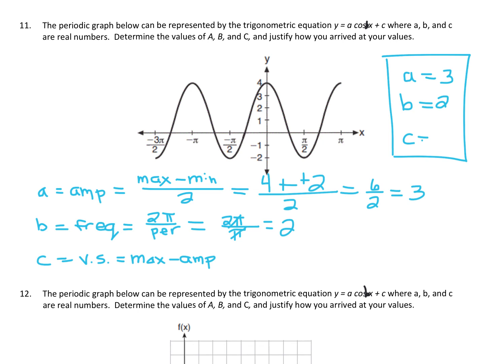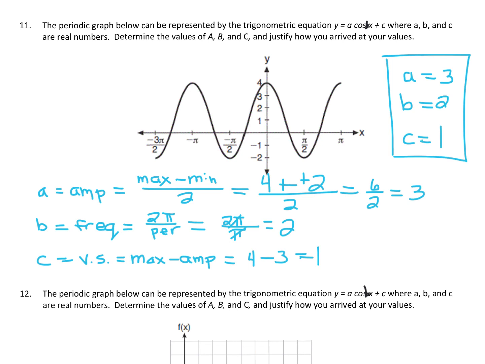All right, and then the vertical shift is equal to the max minus the amp. So the maximum is 4 minus, we found the amp right here to be 3, and 4 minus 3 is equal to 1.